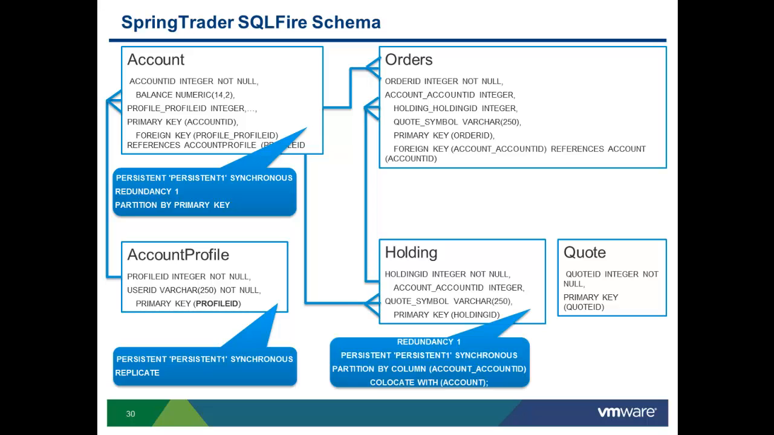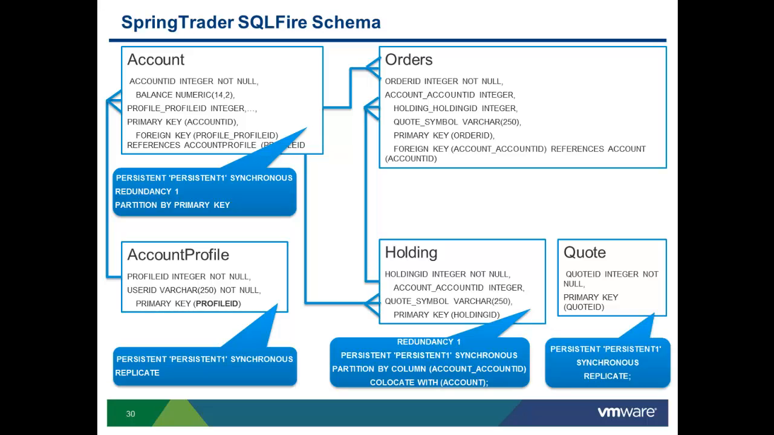The holdings table has a redundant copy. It is also persistent and partitioned by the account ID. It is also co-located with the account partition. The reason why we co-locate the holdings table with the account partition is because of the access patterns from the SpringTrader application that often has SQL joins across the account and the holdings table via the account ID.